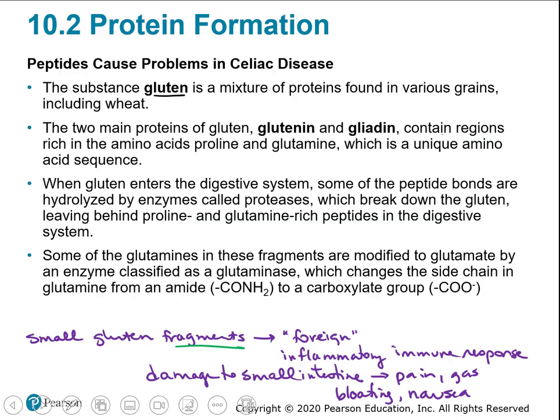A connection to this is what happens in celiac disease. Celiac disease is a disease where somebody becomes allergic to gluten. So gluten in the last 5-10 years has really had a really bad rap. Everybody's like, gluten's terrible for you. Everybody's like, you shouldn't eat gluten. People are like, I don't know what gluten is, but you shouldn't eat it. We eat stuff that says gluten-free because that means it's good.